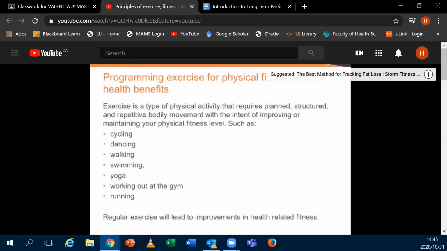Exercise is a type of physical activity that requires planned, structured, and repetitive bodily movement, with the intent of improving or maintaining your physical fitness, such as cycling, dancing, walking, swimming, yoga, working out in the gym, or running. Regular exercise will lead to improvements in health-related fitness.